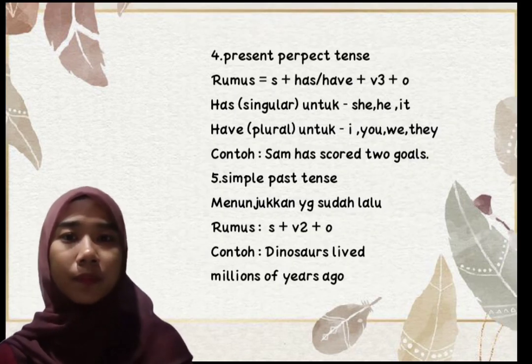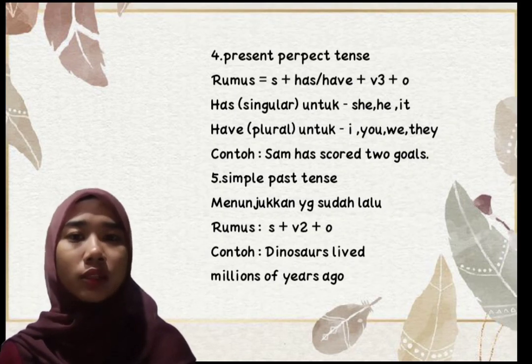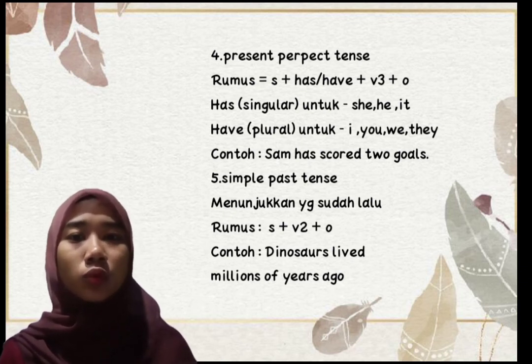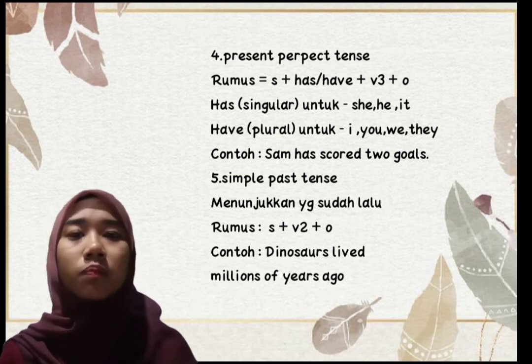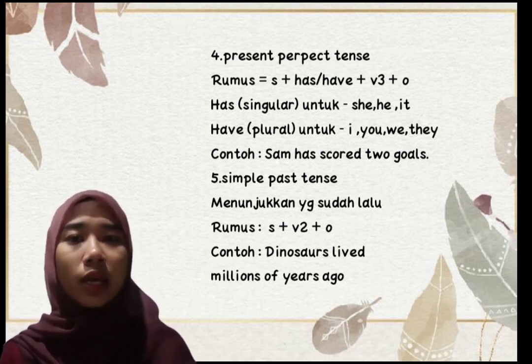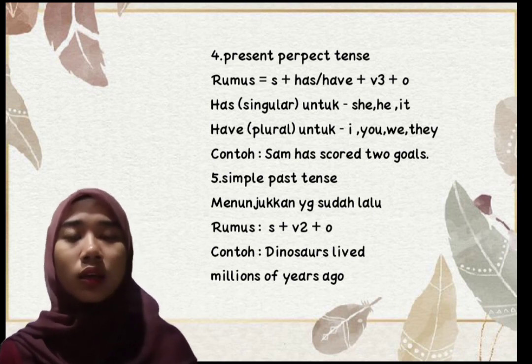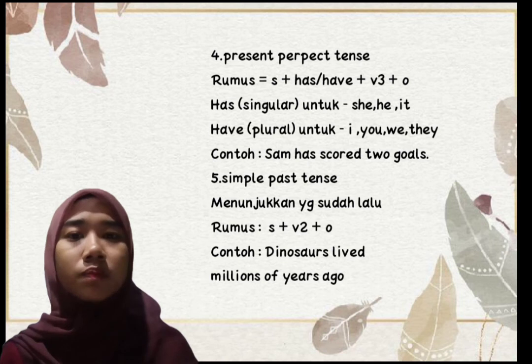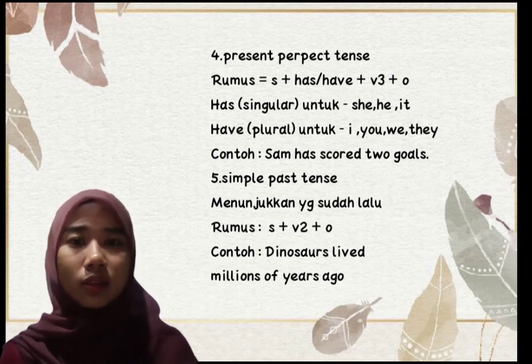Nah, yang ketiga ada present perfect tense. Present perfect tense biasanya menggunakan has atau have. Has digunakan untuk singular dan have digunakan untuk plural. Singular di sini adalah she, he, it, dan plural adalah I, you, we, they. Jadi, rumusnya adalah subject plus has or have plus verb 3 plus object. Sebagai contoh, coba lihat ke samping.